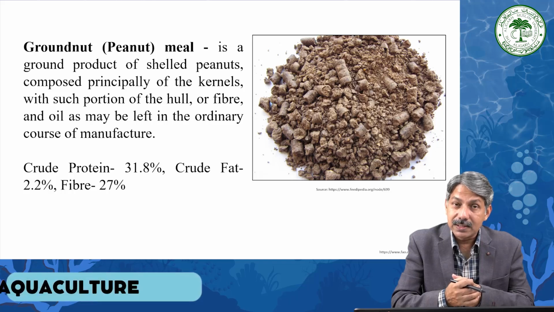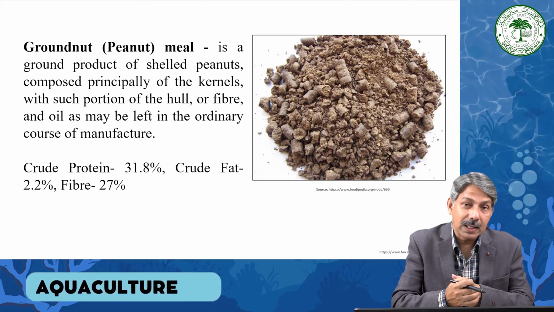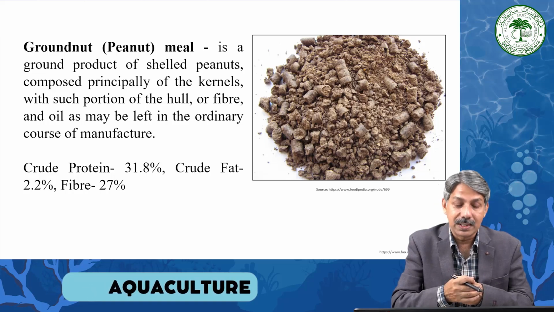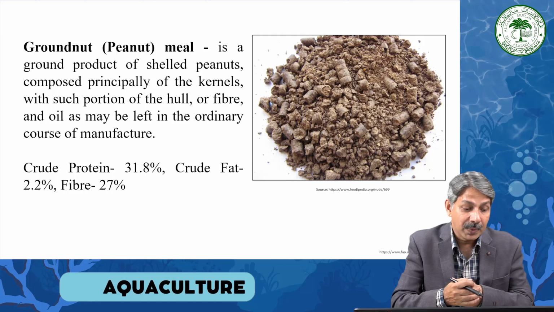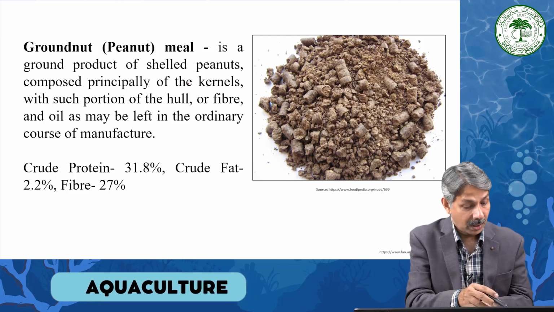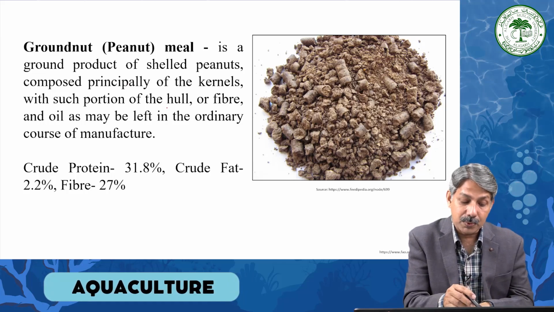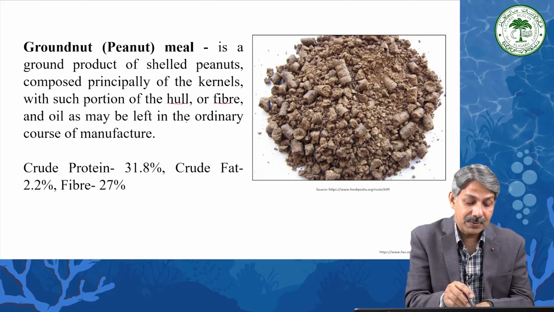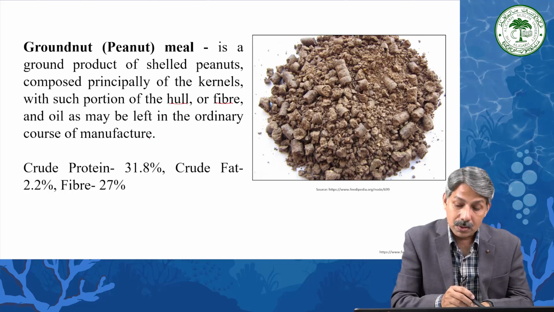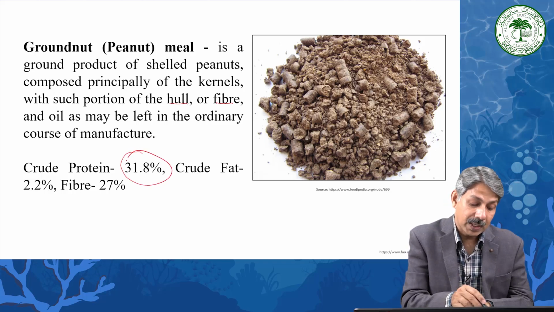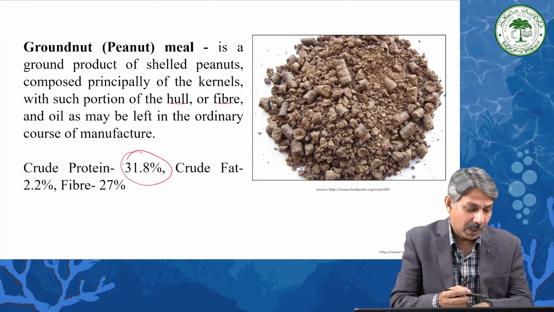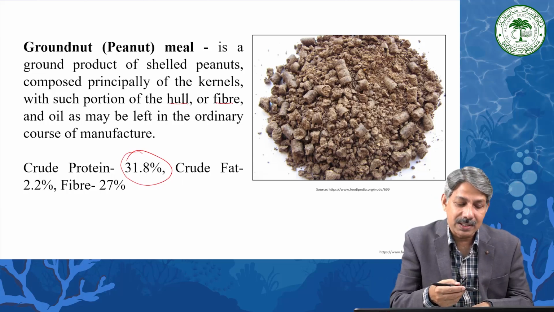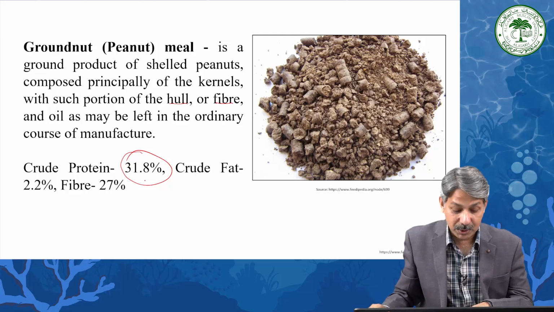Groundnut or peanut meal, that is also very common. The kind of oils that are very popular, we can use the byproducts of those oil seeds, and groundnut is one of them. It is a ground product of shelled peanuts composed principally of the kernels with such portions of the hull or fiber and oil as may be left in the ordinary course of manufacture. So here the protein percentage is about 31.8%, and since they are in the category of protein rich ingredients, we are mainly looking here for the protein content.